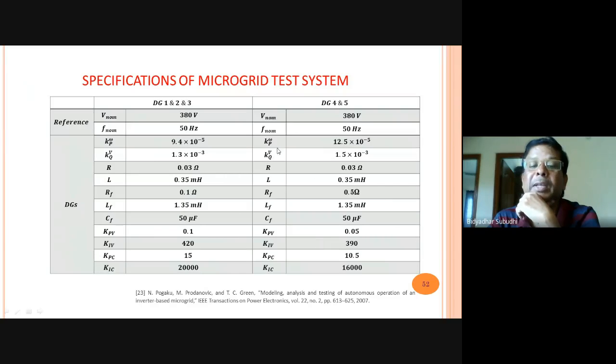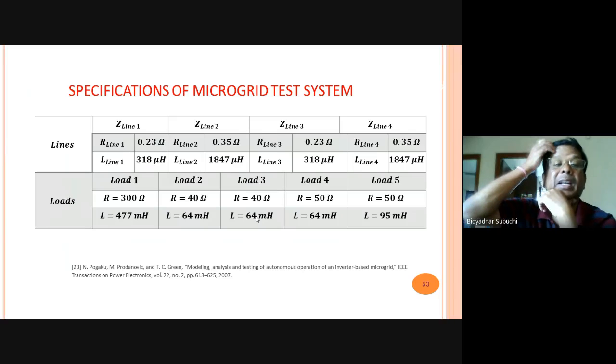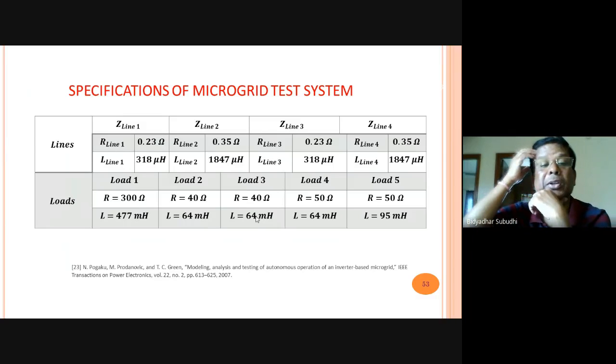So these are the corresponding values. These are taken from a paper to establish the reality, to mimic a real system. Now the specification continues with the line impedances.